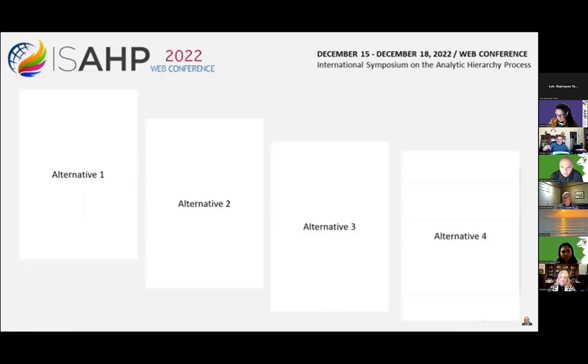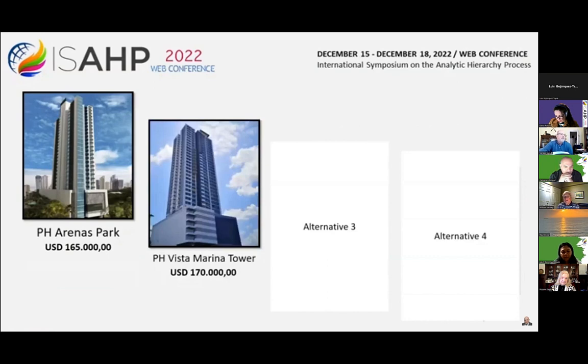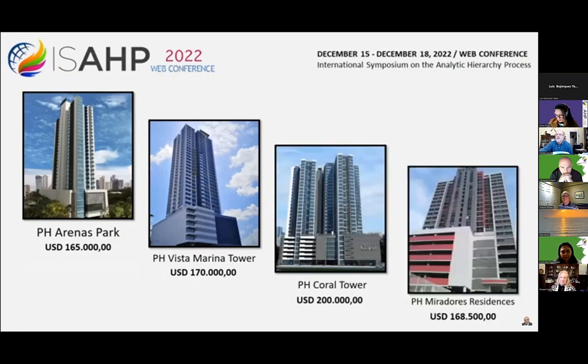From this research, they have selected the following properties: PH Arenas Park, $165,000; PH Vista Marina Tower, $170,000; PH Coral Tower, $200,000; and PH Miradores Residences, $168,500.